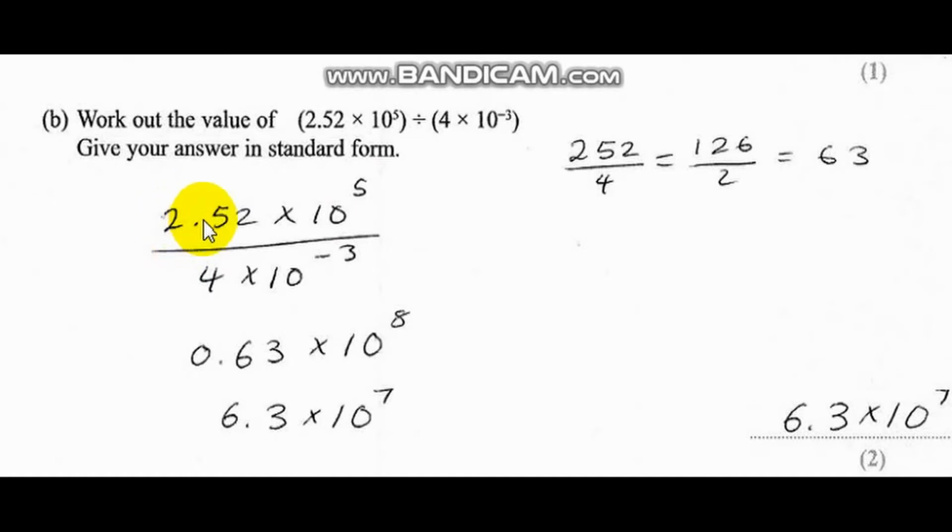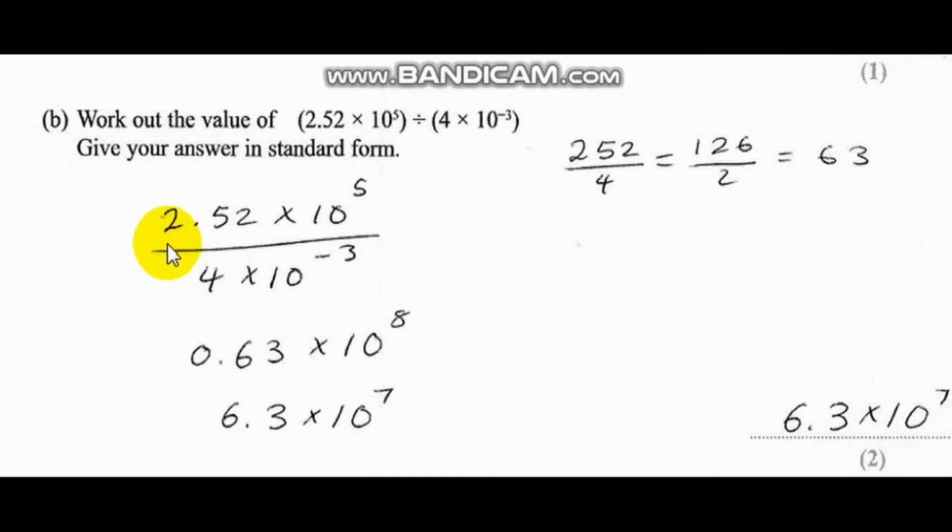So I think about 252 divided by 4. Both are even numbers, so I can divide both by 2. Then I found 126 divided by 2. So half of 126 means how much? 63. So can you write this 63 over here? No. Why? Because 2.52 has 2 decimal places given, so I have to put the decimal point in here. That's why 0.63 came.